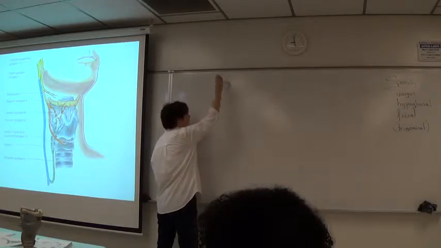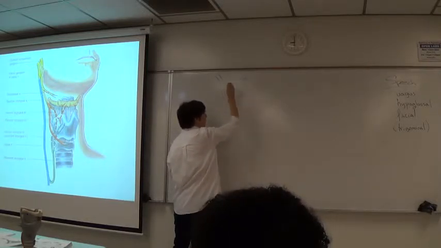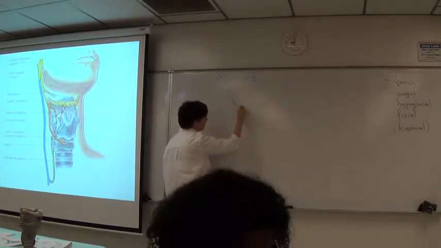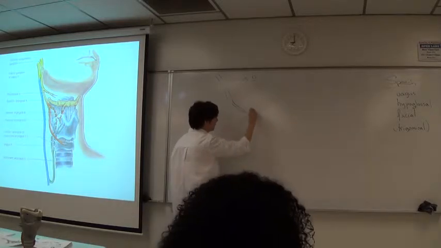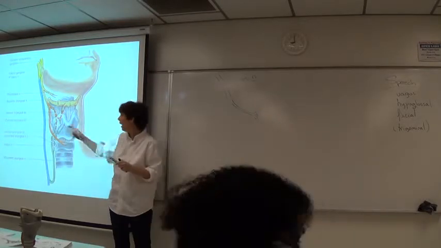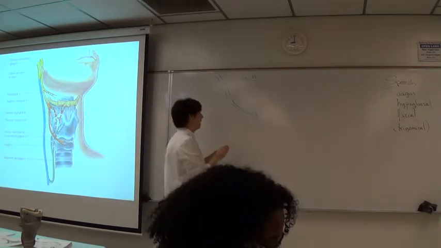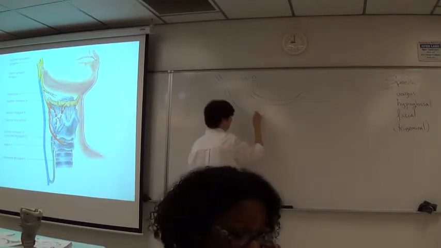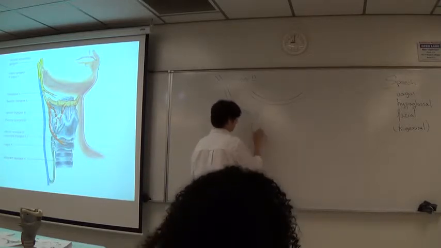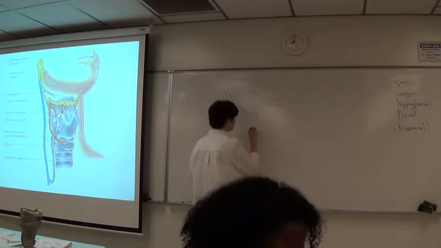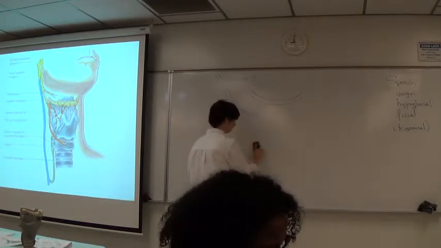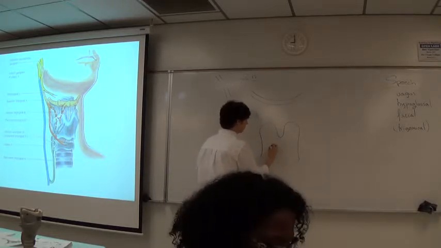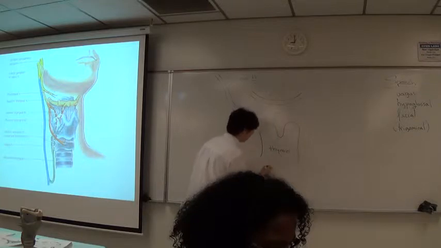So in this region, we just call it vagus. And then it sends off a branch which pierces the thyrohyoid ligament. That's why I put it up there in the first place. So here's our cartilage, rather our hyoid bone. And our cricoid.